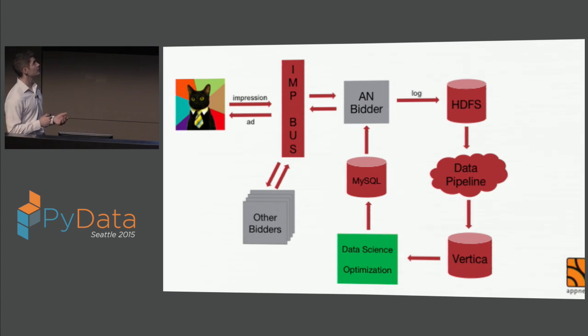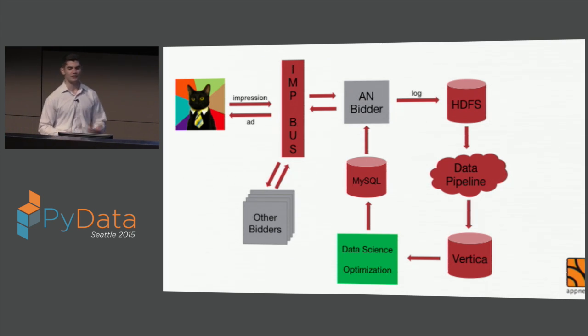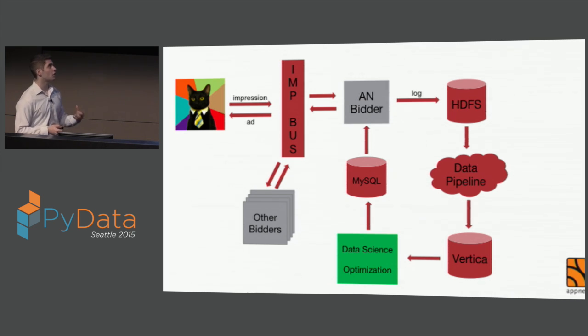Simultaneously, the impression bus is also routing these impression requests to other bidders who are also returning dollar amounts and ads. Whichever dollar amount is the highest, that's which ad gets shown to business cat. The AppNexus bidder, besides returning an ad, also logs a piece of information about the auction and about the bids into HDFS, which is our Hadoop distributed file system, which contains all of the raw log data on the AppNexus platform.